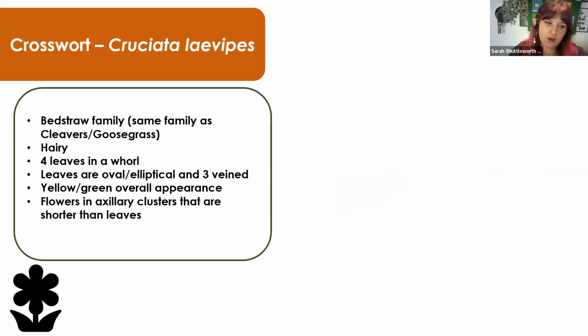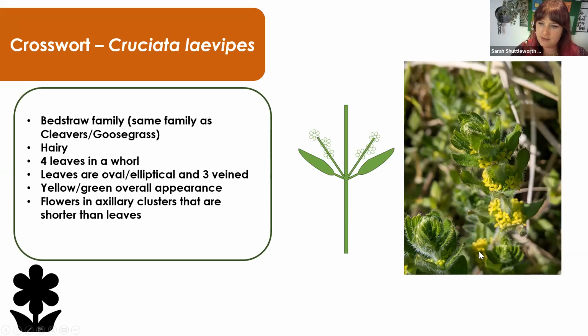The flowers are in axillary clusters that are shorter than the leaves. So that just means that the flowers are arranged at the base of where the leaves come out. This is just an example of showing you what axillary clusters mean. But you can see that they're actually quite a lot shorter than the leaves themselves. So you've got those flowers arranged like that, but they're much shorter than the leaves. And the flowers are yellow.